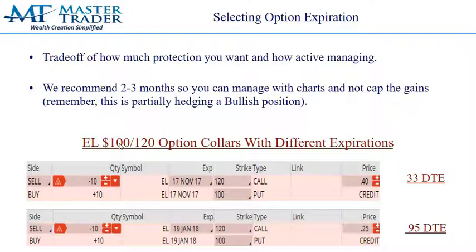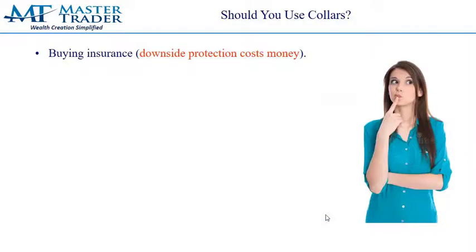Here's an example. We're going to sell the 120 calls, buy the $100 put. So we're going $10 up, $10 down. With 33 days to expiration, this is the trade that you would put on, and you're actually putting it on for a credit. So if you had 1,000 shares, $400 would hit your pocket. If you say, I'm okay with buying 3 months of insurance, I don't want to have to manage this thing day by day, I like the same strike prices, but just give me 95 days, this is the midpoint 25-cent credit.